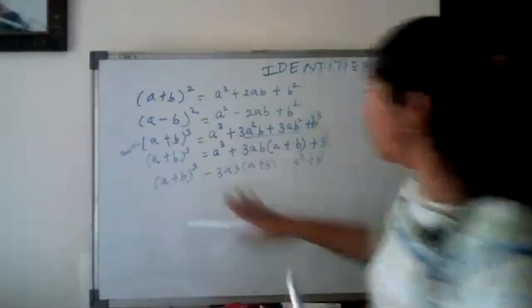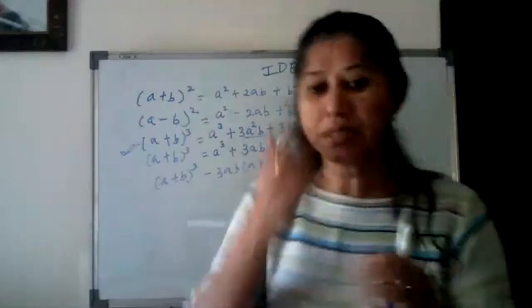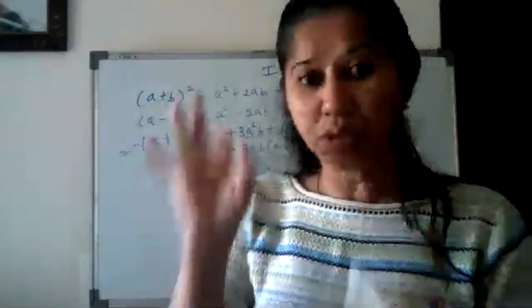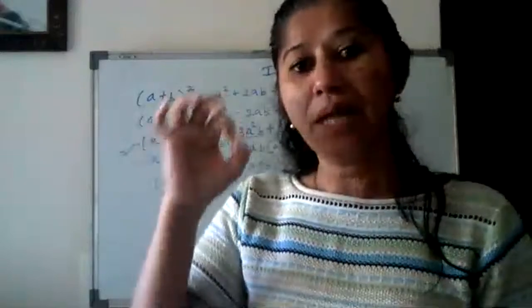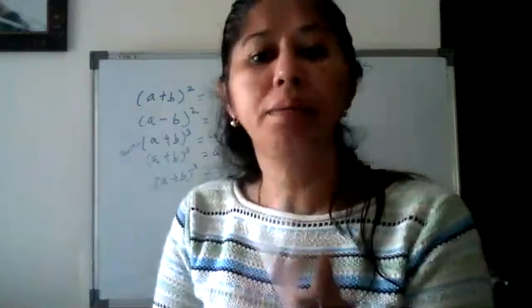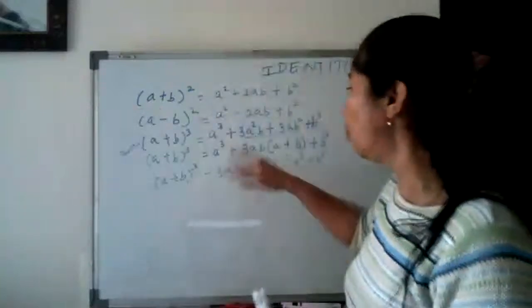Okay, so you can remember this way, please write it down. (a + b)^3 is equal to a^3 + 3a^2b + 3ab^2 + b^3. So this is the way you will move ahead.